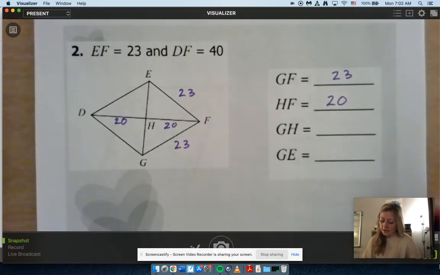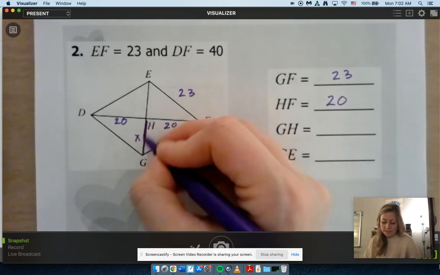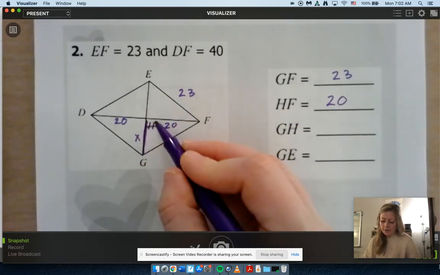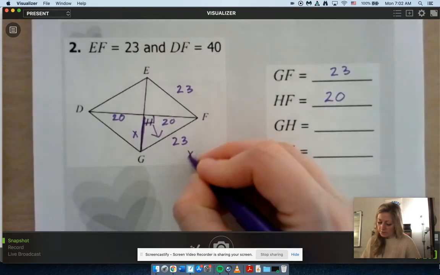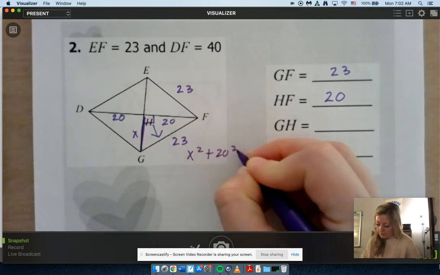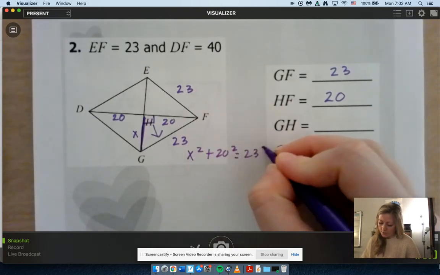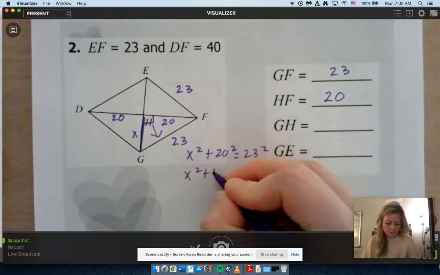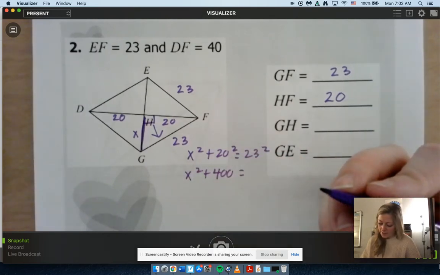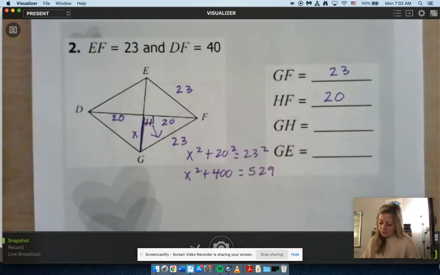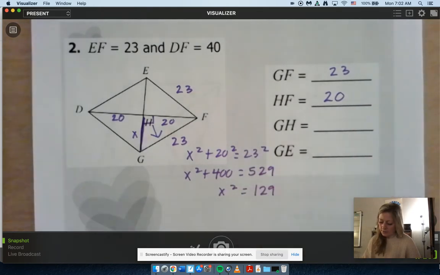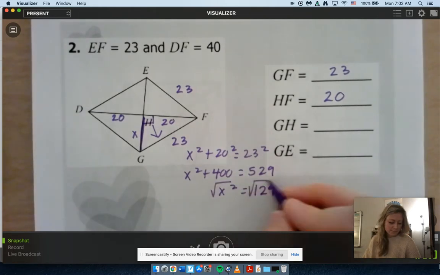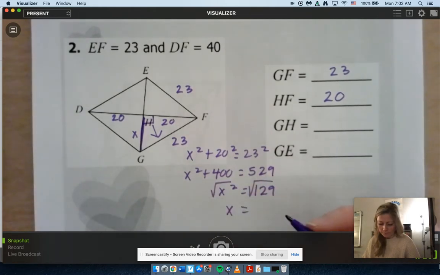GH, again, now we have a Pythagorean theorem problem. We're missing this, but we have a nice right angle there, so we can perform the Pythagorean theorem. So we'll have x squared plus 20 squared equals 23 squared. I need to remember 23 squared is 529. Subtract over that 400, we should get 129. Square root of 129, kiddos, is 11.4. Beautiful.